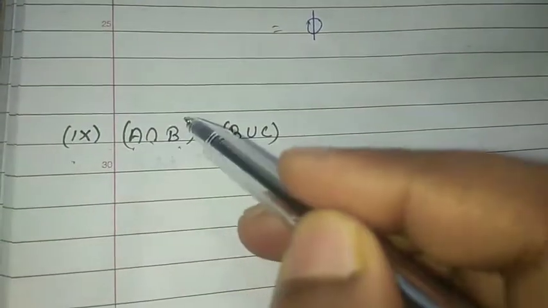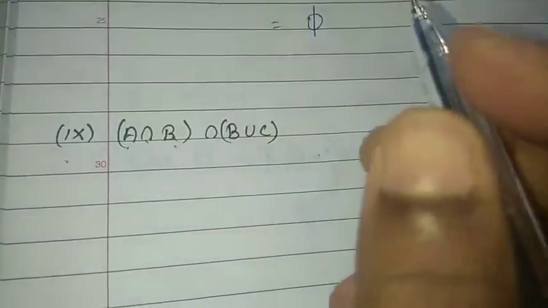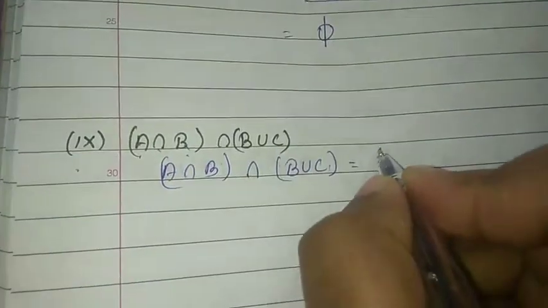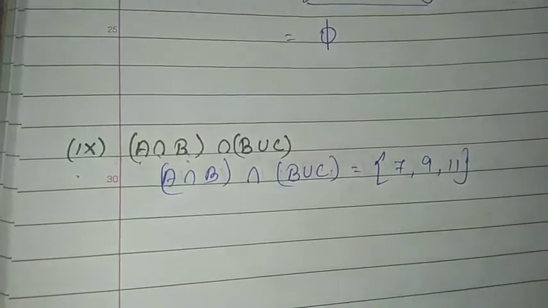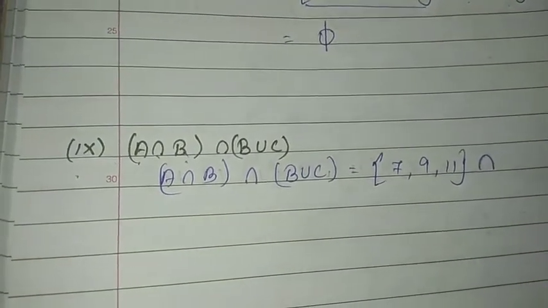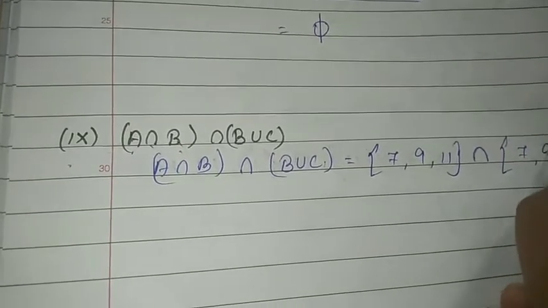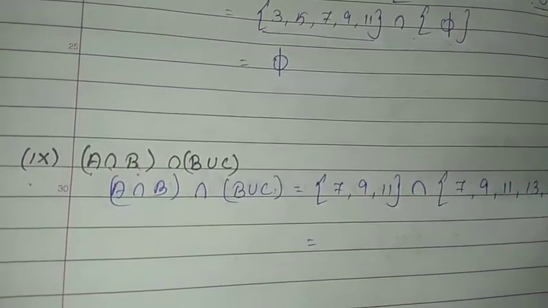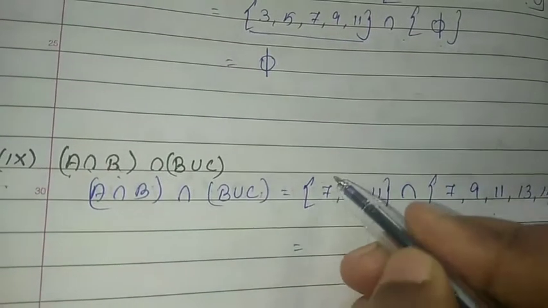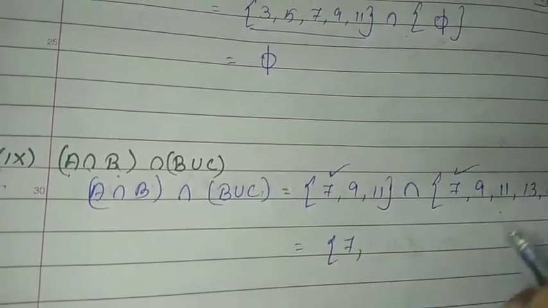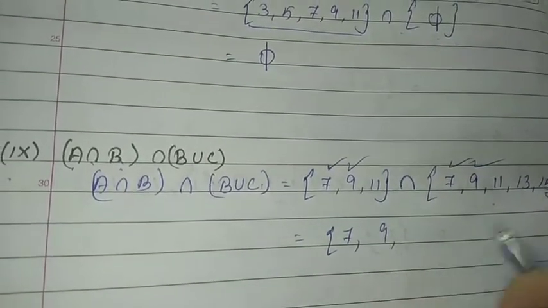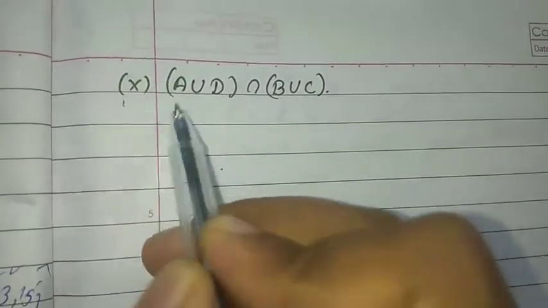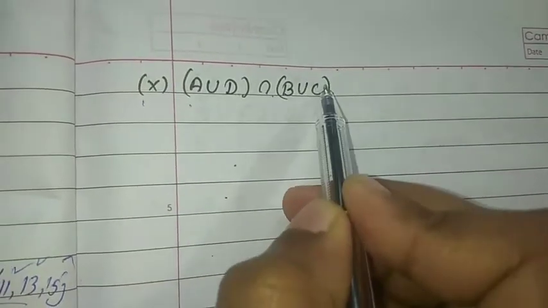Next subdivision, A intersection B union A intersection C. So we already found what is A intersection B: 7, 9, 11. If you check the previous answer, you will know. A intersection C also we have found. What is that? 7, 9, 11, 13, 15. So now intersection of these two sets. So 7, 7, 9, 9, then 11, 11. So therefore, over.